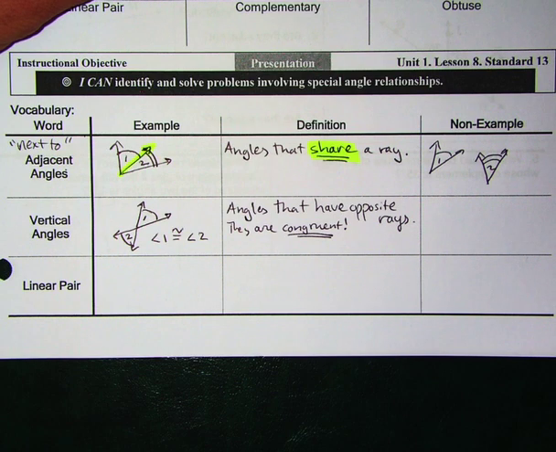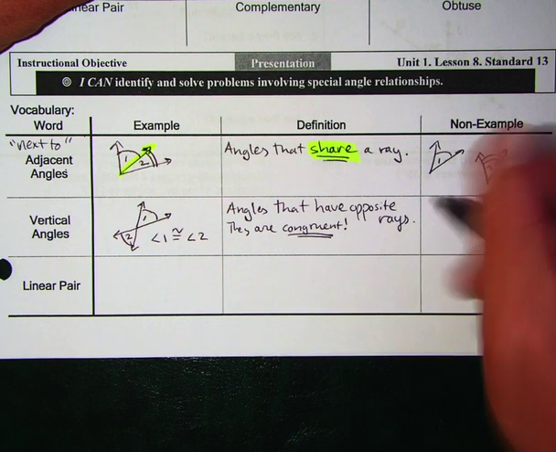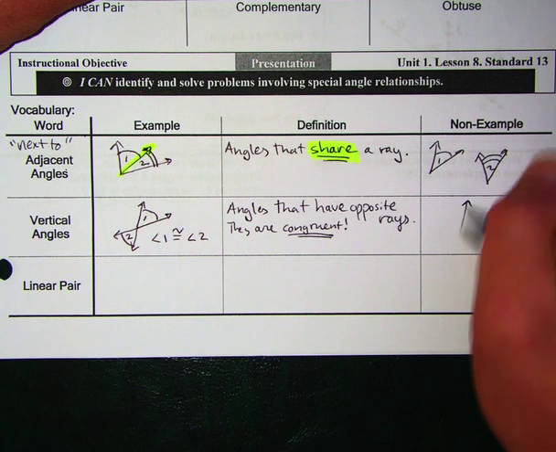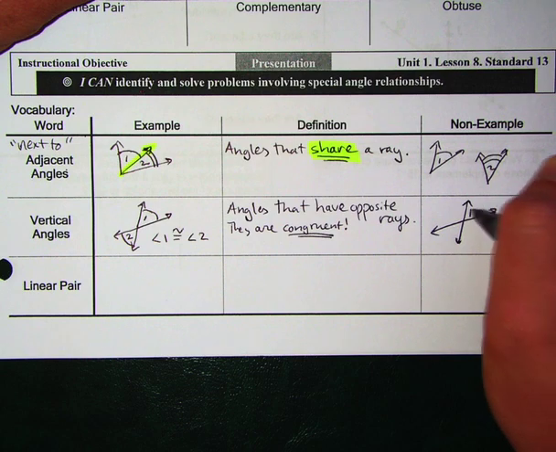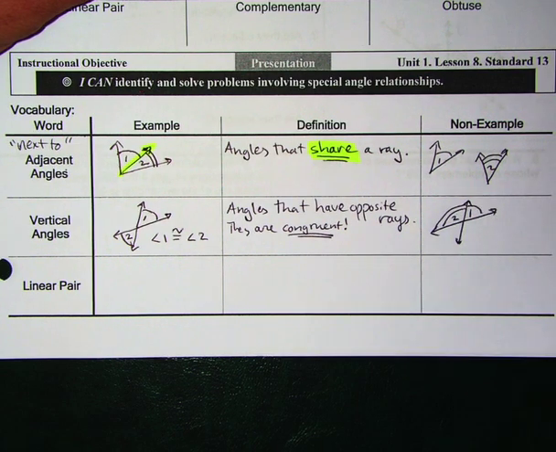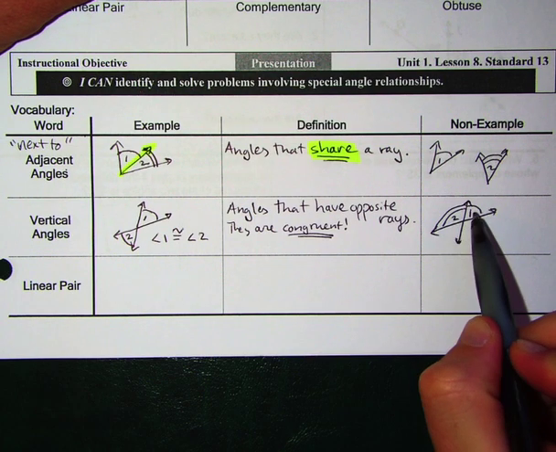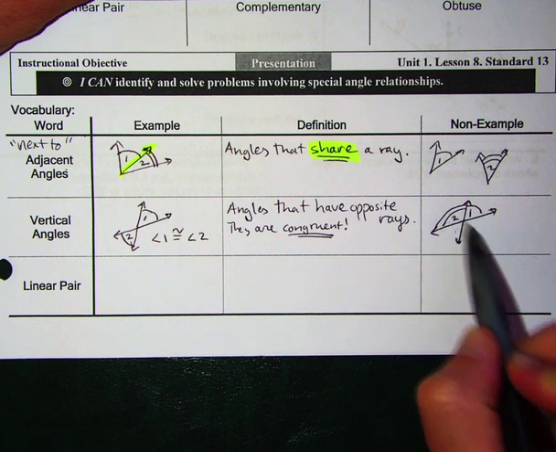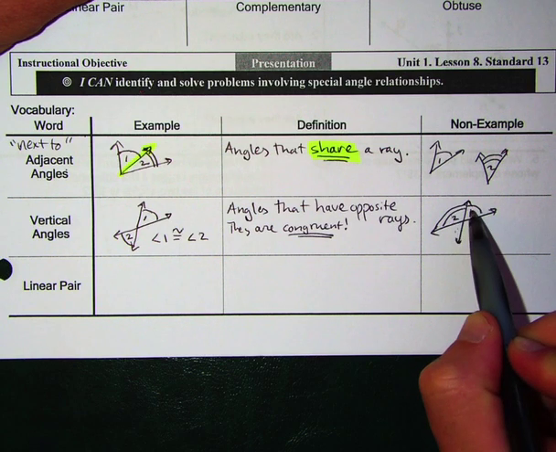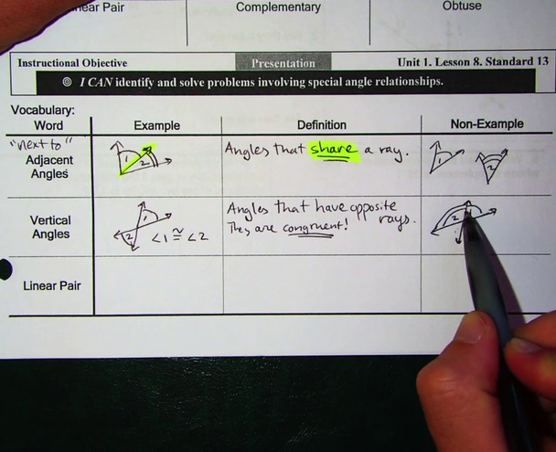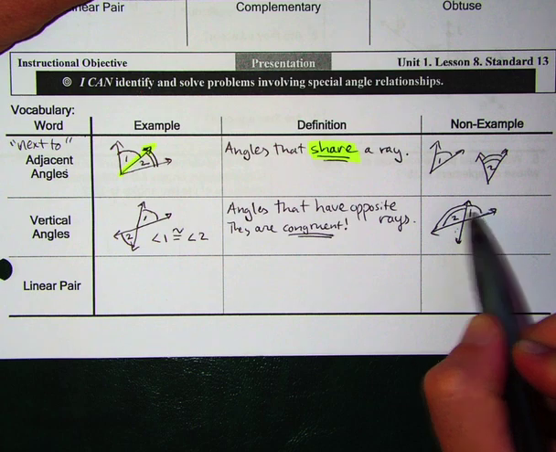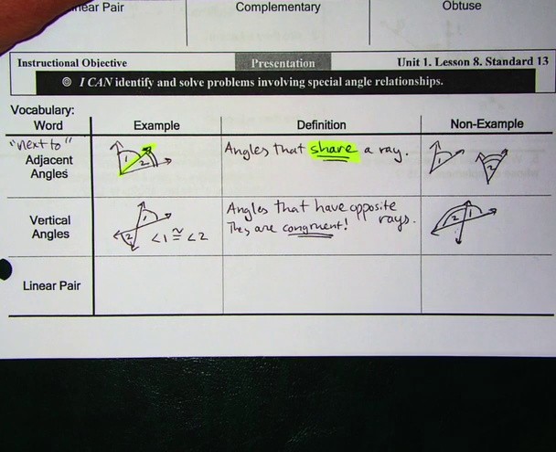Okay. So for a non-example, let's use the same kind of approach, but if I call this one angle 1, let's use this one for angle 2. Are these vertical angles? No, they're not. These would be vertical, or these would be vertical, but not these, because they don't have opposite rays. This ray and this ray are opposite, but not this one. These are actually adjacent angles, because they share that ray.